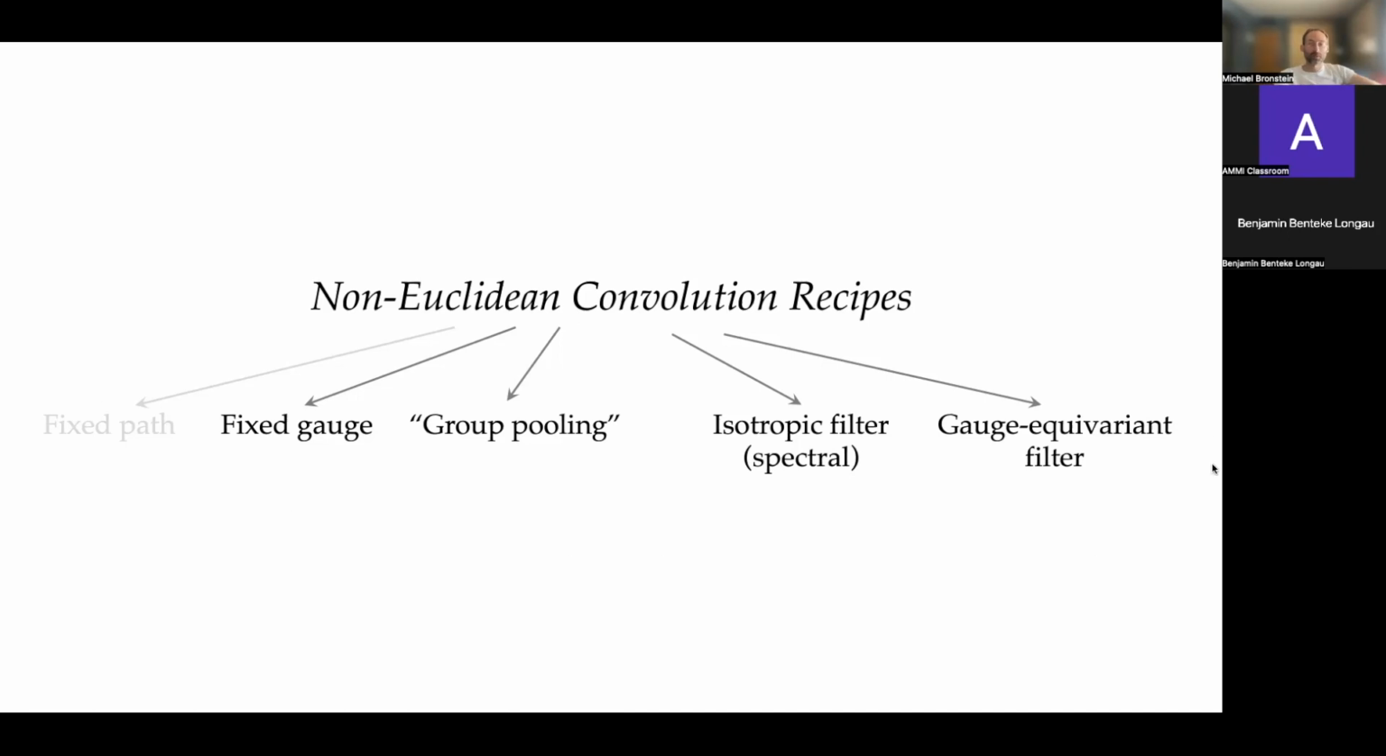So we started with spatial convolutions. Then we said that we have the ambiguity of the local choice of the gauge. So we could use isotropic filters that come from spectral decomposition. And indeed, we see that applying spectral filters, spectral convolution, boils down to isotropic filters in space. So I will stop here.